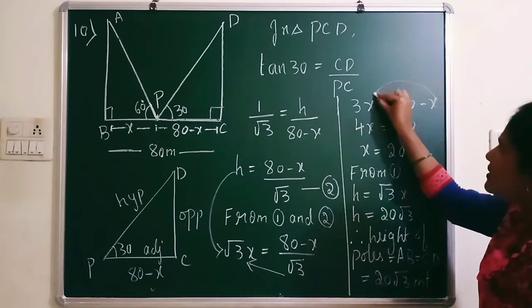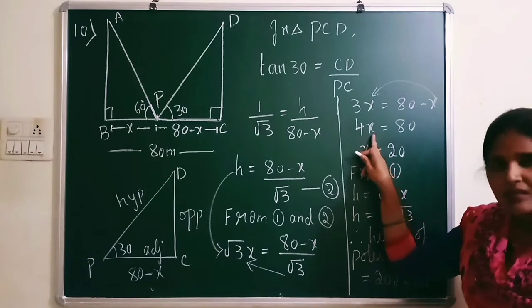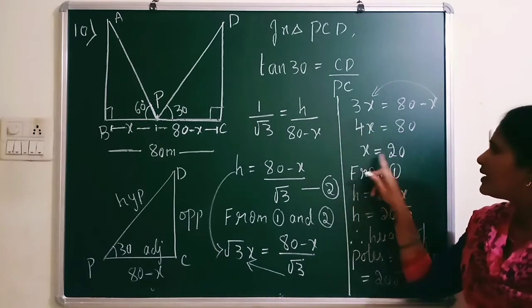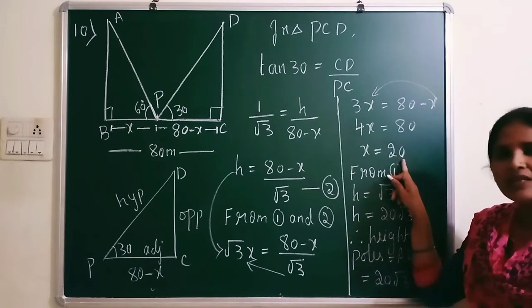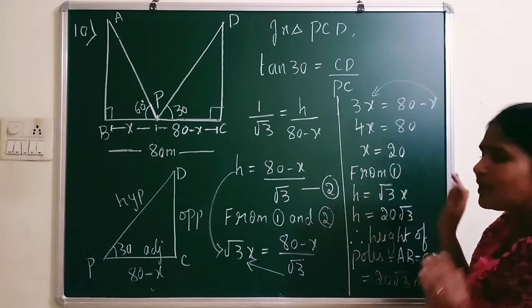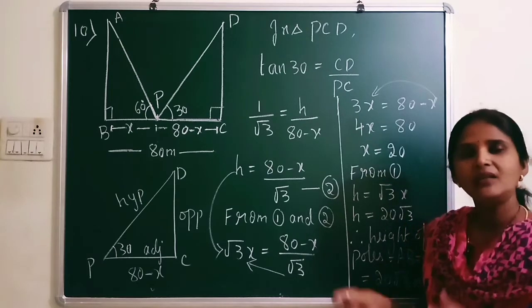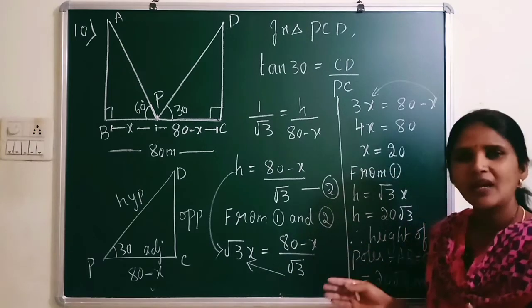And bring minus x to the left side, it becomes plus. 3x plus 1x equals 4x, that is 80. And x equals 80 by 4, that is 20. Now, I got the value of x now. But that is not our intention. We have to find the height of the poles. That is h value we should find.